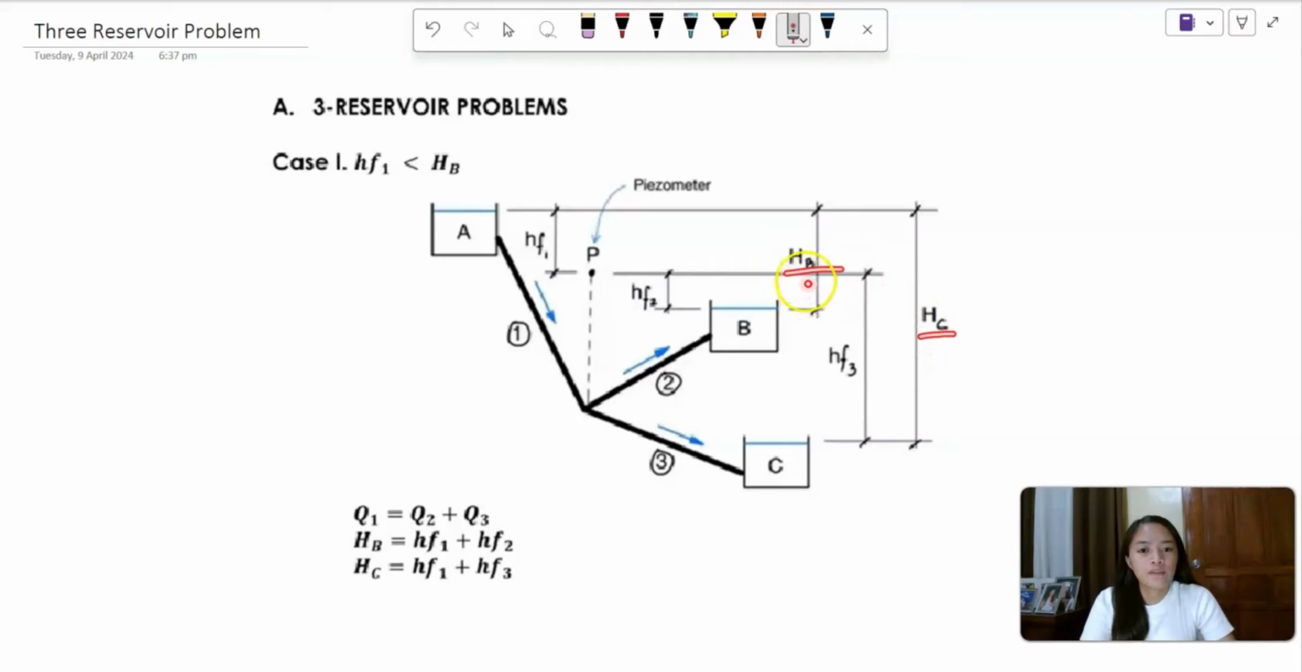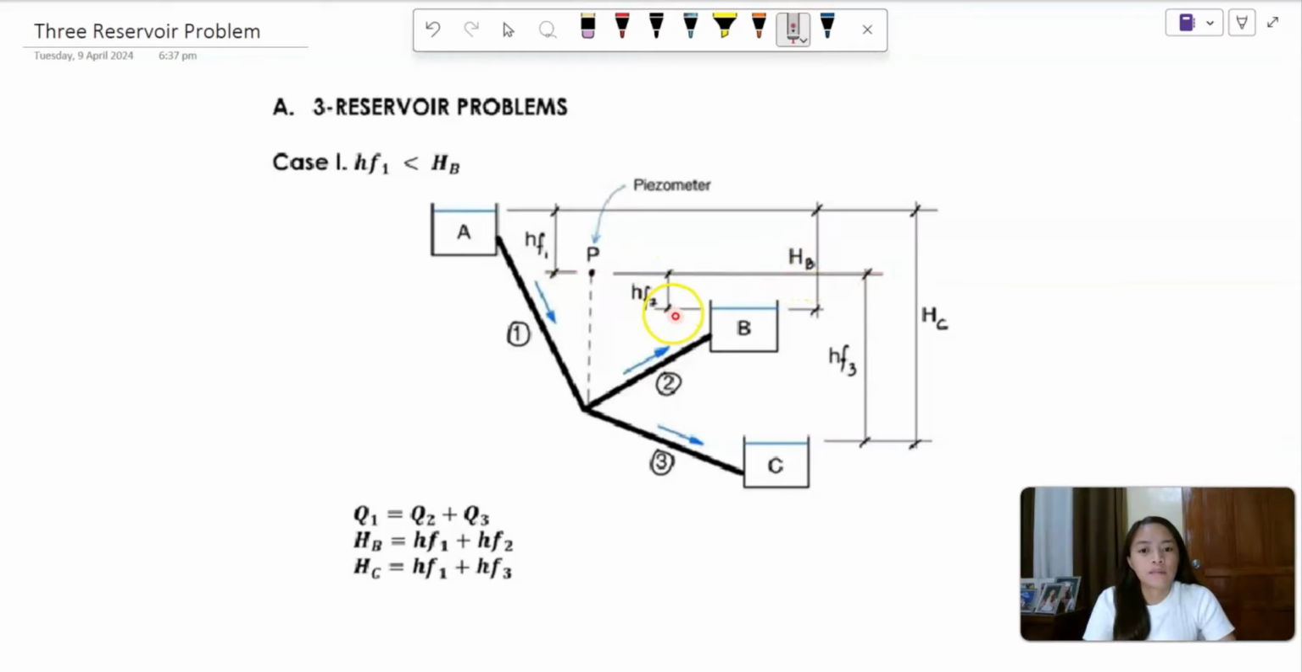So the head at B is from the highest elevation, which is reservoir A, up to the elevation at reservoir B. The head at C is from the highest elevation A up to the elevation at C. So this is the HC. As for head loss, the head loss here in pipe 1 is from the elevation at reservoir A up to the level of the piezometer. So here, this is our datum.